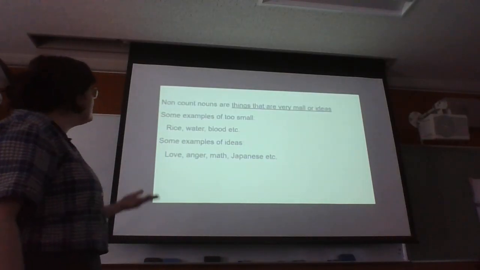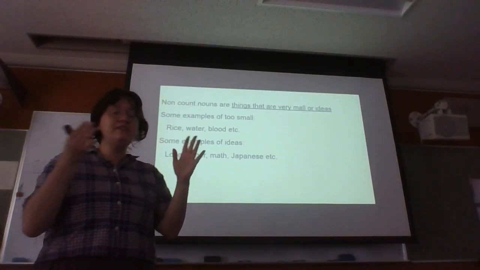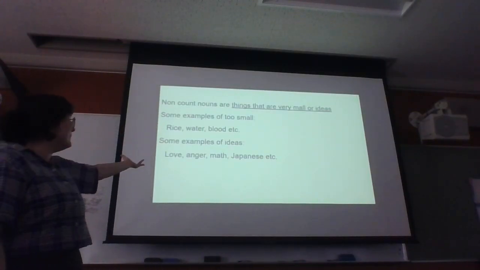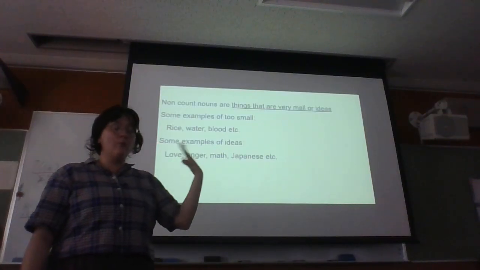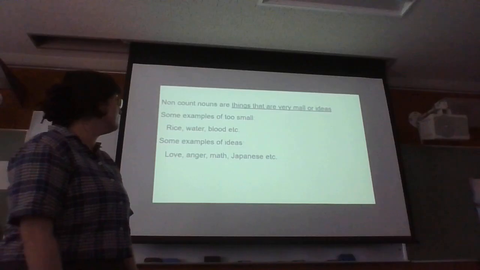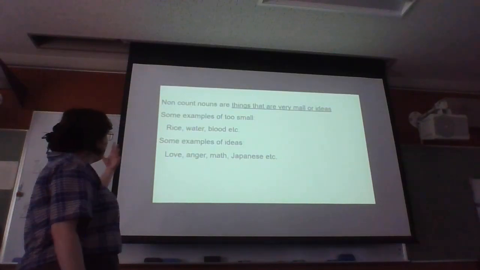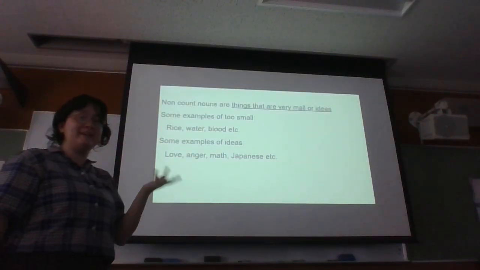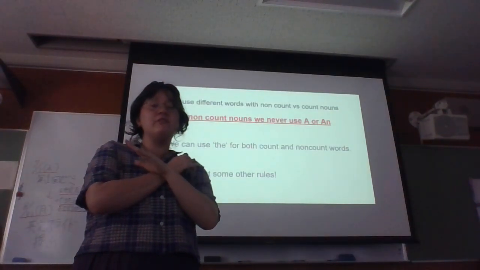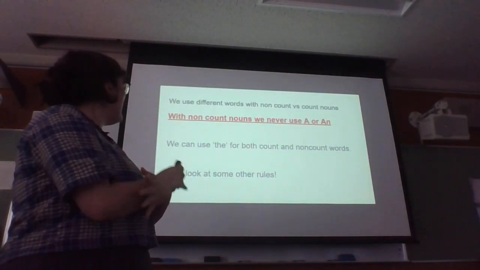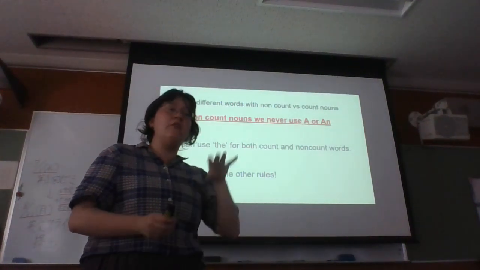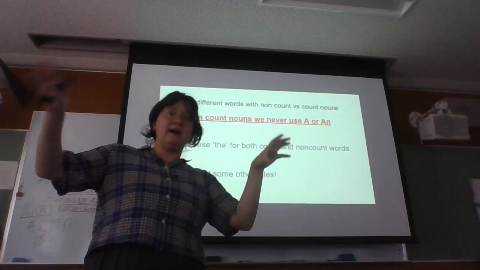Alrighty. So, what is a non-countable noun? A non-countable noun are things that are too small to count, like rice, water, blood, ink, coffee, gold, or ideas like love, anger, math, or Japanese. With non-countable nouns, we never use a or an. Okay. There are other words that we can only use with some and only use with others.